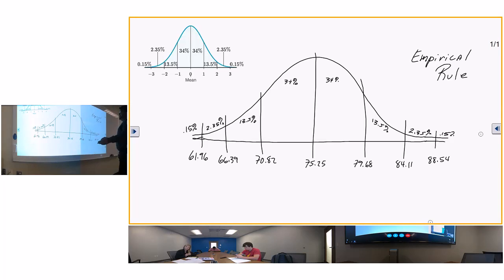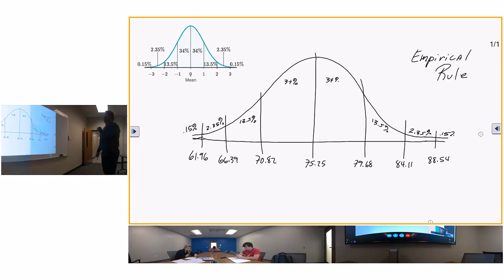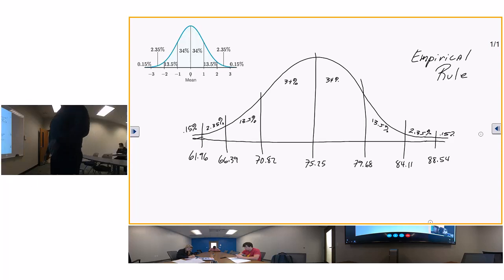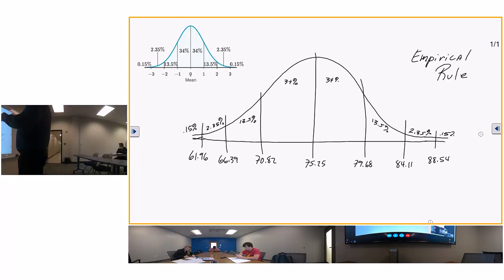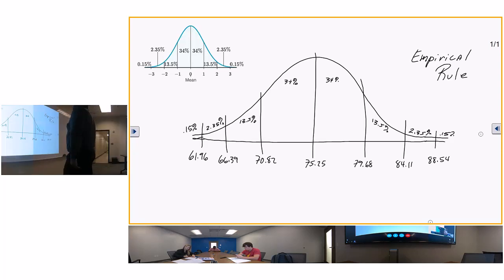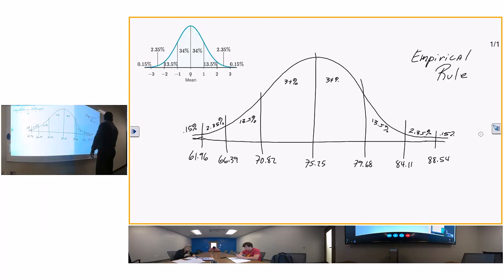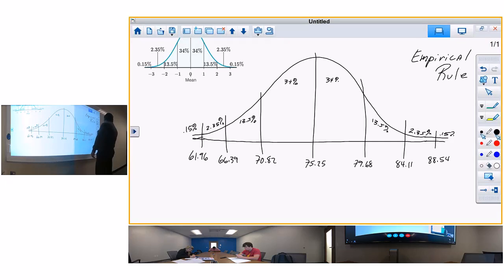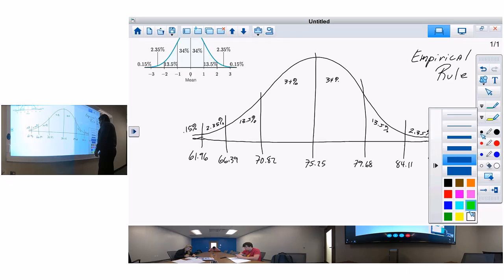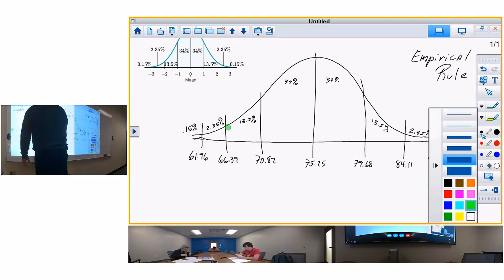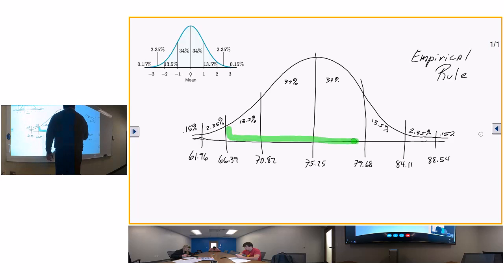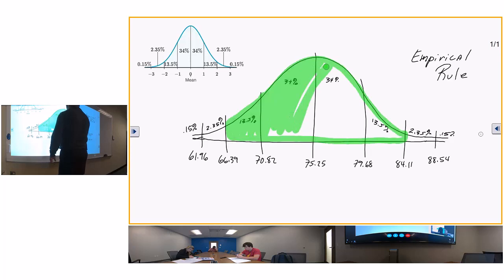Now, no matter what your numbers are down at the bottom, those percentages do not change. It's called the empirical rule. What that says is that 95% of the population, if you add those numbers up, is going to fall between two standard deviations. Somebody take your calculator right now and add up 13.5, 34, 34, and 13.5 and tell me what you get.